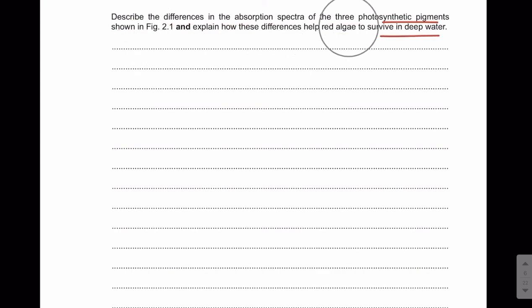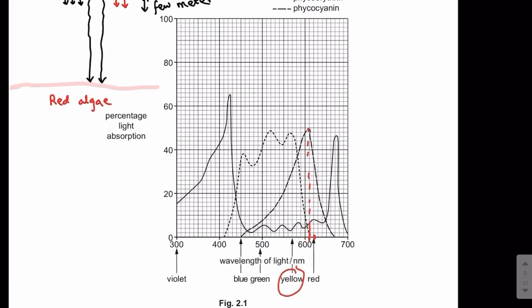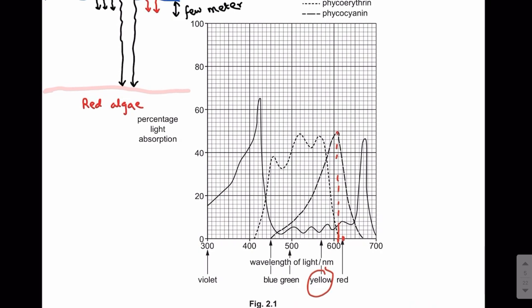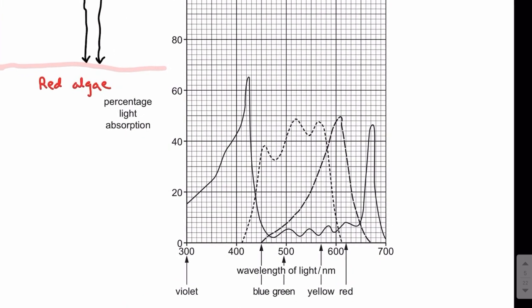So guys, what we have to do is that we have to describe the three absorption spectra that we just saw in this graph. So we have to describe the absorption spectrum of chlorophyll A, phycoerythrin and phycocyanin, and then we have to explain how these pigments found in the chloroplast of red algae help it to survive in deep water. So guys, let's first describe the graph or the absorption spectra.